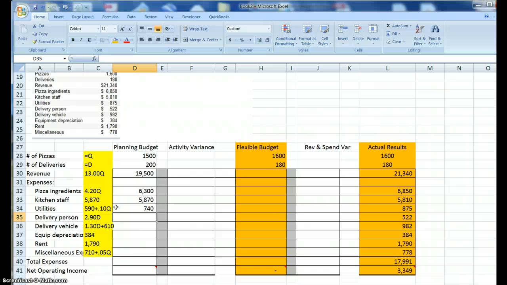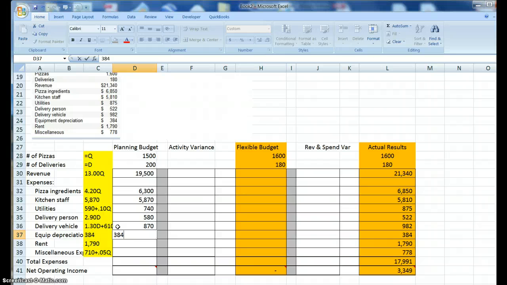Delivery is contingent on the number of deliveries we make. Again, we are in the planning stage only right now, so we expected 200 deliveries at $2.90, average delivery cost $5.80. Likewise, the delivery vehicle costs. I'm going to take $1.30, multiply it by expected 200 deliveries, and then I'm going to have to add the 610 of fixed cost.